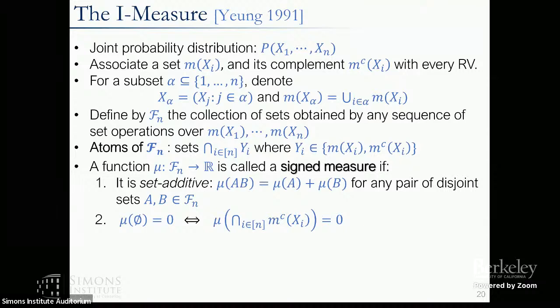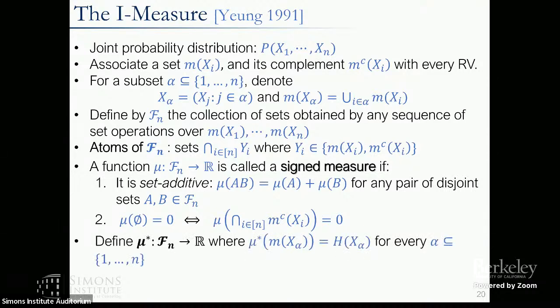Mu, which is a function from Fn to the reals, is a signed measure if it is set additive, meaning if A and B are disjoint, then applying mu to their union is their sum. And mu of the empty set is 0, and this is expressed as having that mu of the atom that intersects only the complement sets is going to be 0. And finally, the I measure is defined as follows: mu star, of the set associated with M of x alpha, is going to be the joint entropy H of x alpha for every subset of indices. So this is basically the I measure.